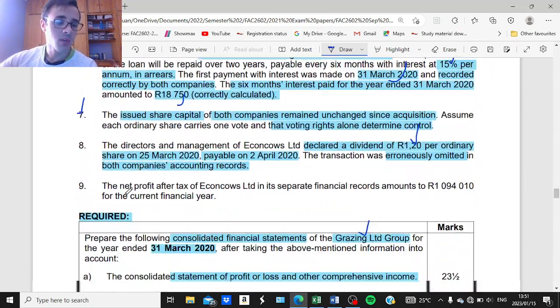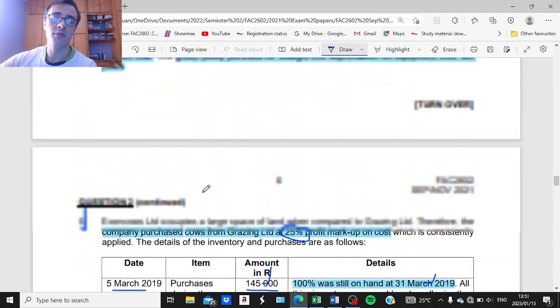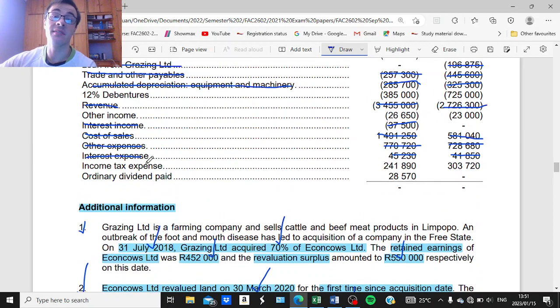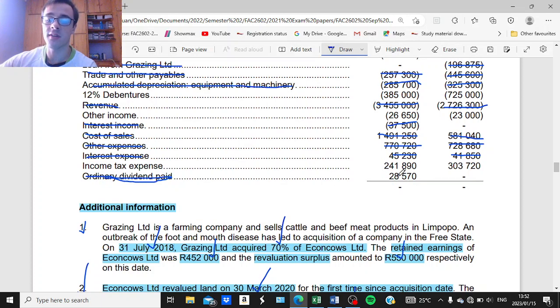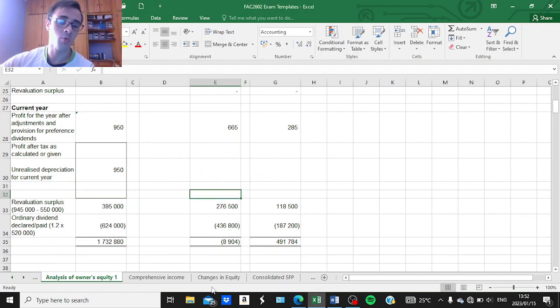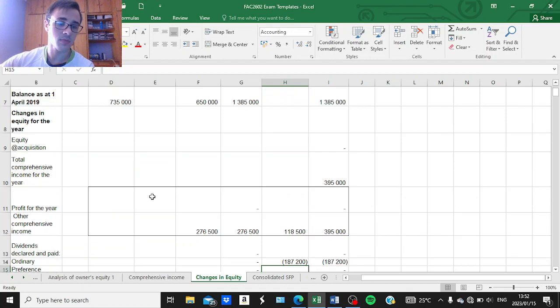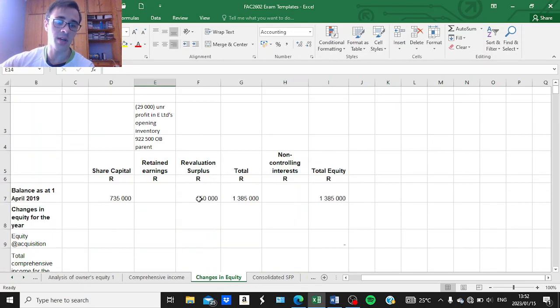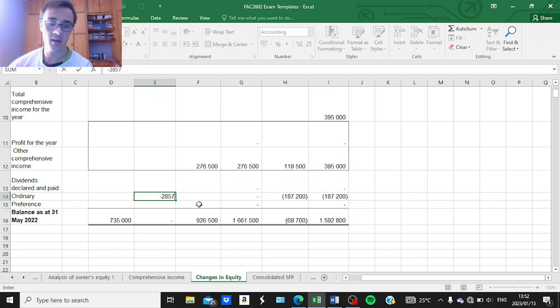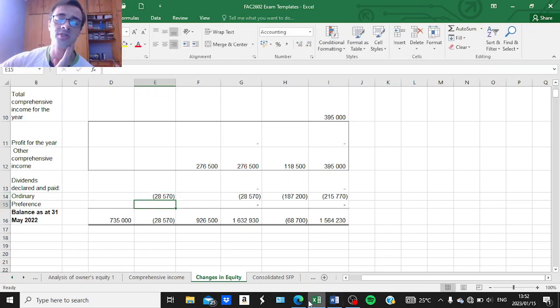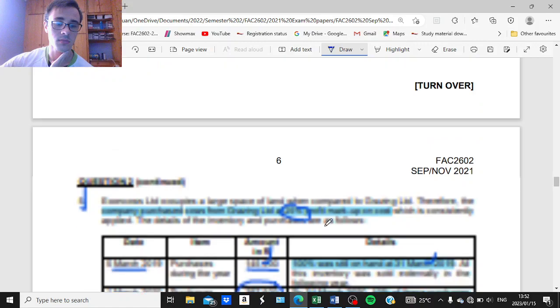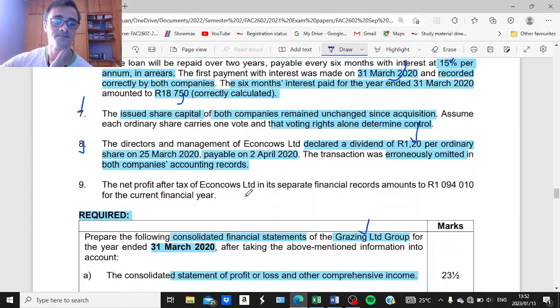Okay, and then we just need to account for the dividends paid by the parent, which is 28,570. This amount will be shown in full in the consolidated statement of changes in equity in the retained earnings column, where it will be shown as a negative adjustment. Dividends paid by owners of the parent is 28,570, according to the trial balance provided. All right, so we are done with additional information point 8.